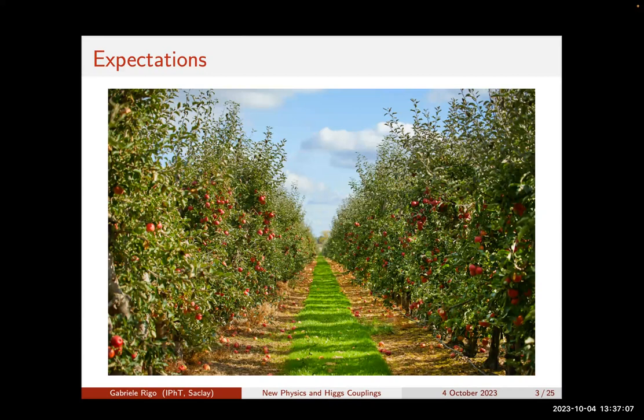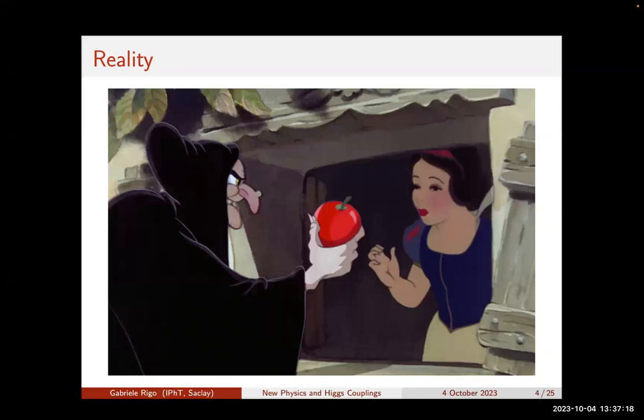So the picture is this garden with plenty of apples, and eventually we got something quite different. We got just one apple, which was a different story. Of course, it's great that we found the Higgs at the LHC, but in a certain sense we are also quite disappointed because we wanted something else. It's different from the expectation that we had before we started collecting data.